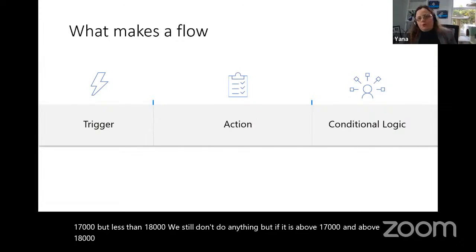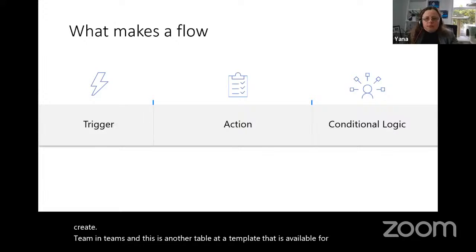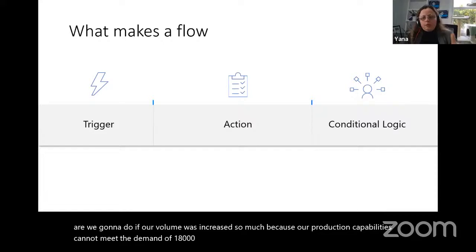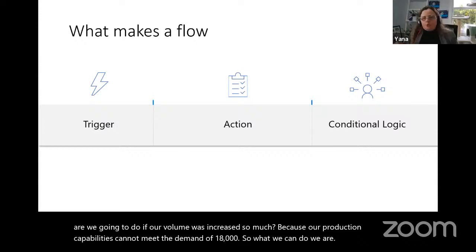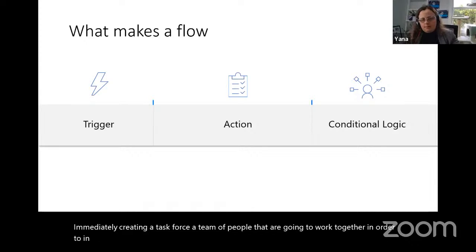Then we need to do something urgently. Then, for example, we can create a team in Teams, and this is another table, a template that is available for us to discuss what we are going to do if our volume was increased so much, because our production capabilities cannot meet the demand of 18,000. So what we can do, we are immediately creating a task force, a team of people that are going to work together in order to mitigate this type of problem. Okay.